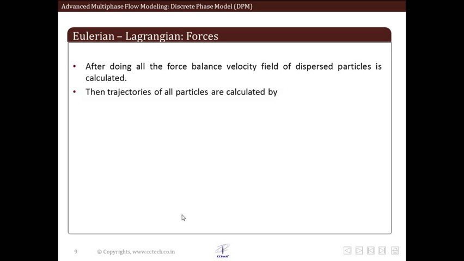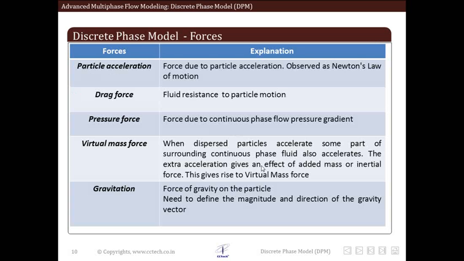Once the velocity field is calculated, trajectories can also be calculated by using the definition of velocity of the particles, which is nothing but the time differential of location or distance or displacement. So then the distance or displacement or location of the dispersed phase is also calculated, and in this way we track the dispersed particles or dispersed phase. Now within the dispersed phase model, various forces are considered for modeling the interaction between the dispersed particles and the continuous phase.